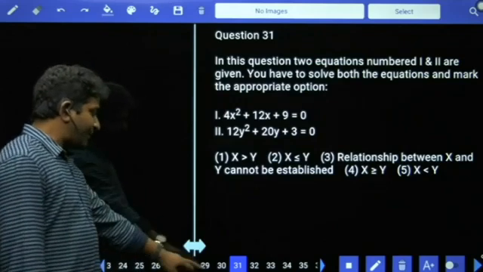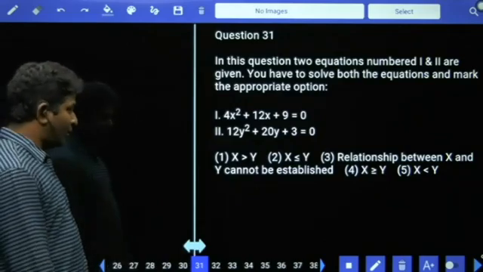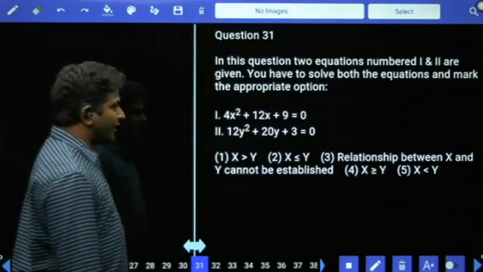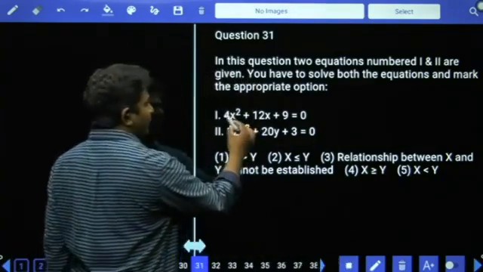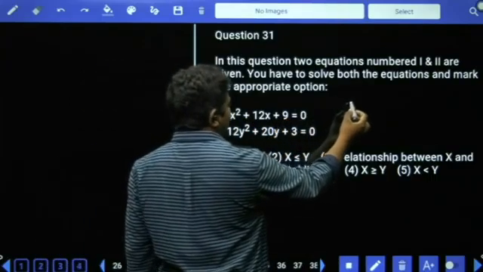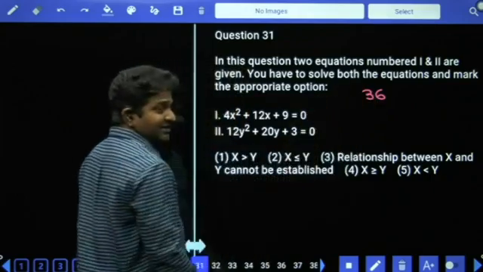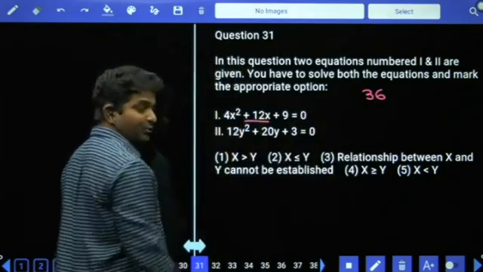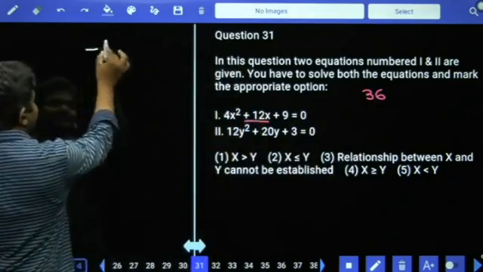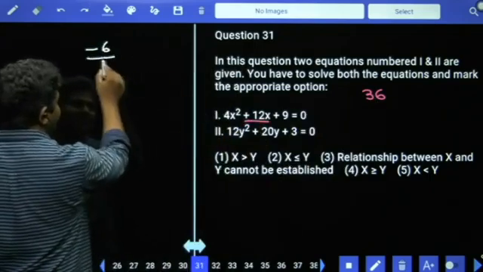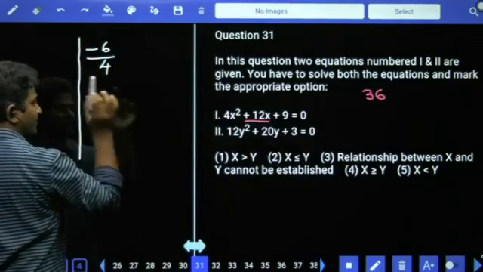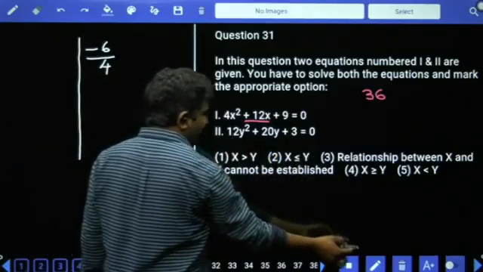SBI PO prelims paper. Let us start from question number 31. Here we have quadratic equations. 4 into 9 is equal to 36. 36 can be written as 6 into 6, 6 plus 6 plus 6 plus 12. So the factor is minus 6 divided by the coefficient of y square. And then 12 into 3, 36.